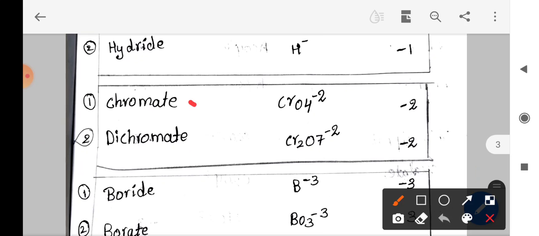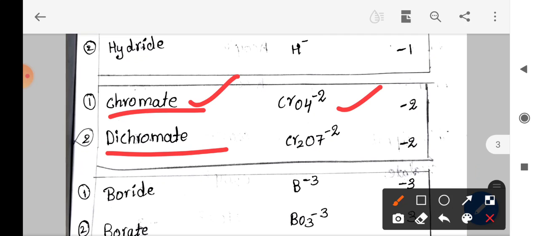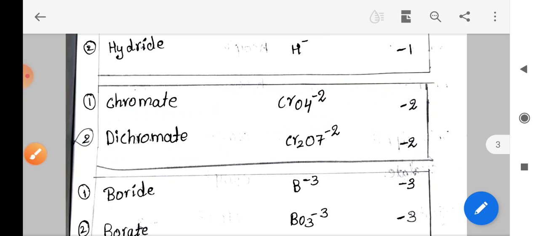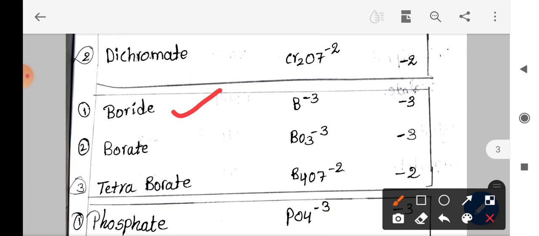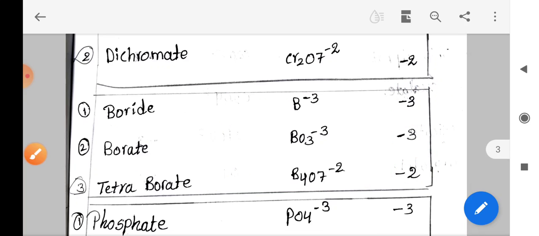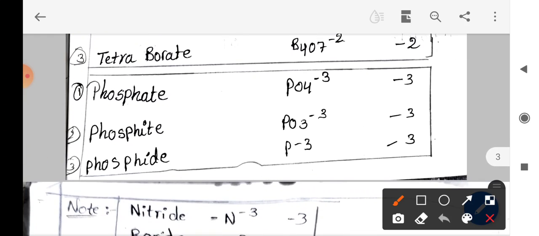Next one, chromate ion CrO4 minus 2 and dichromate. Chromate means CrO4 minus 2, dichromate means two chromiums, Cr2O7 minus 2. Both are bivalent ions. Next we take the borate and tetraborate. Borate BO3 minus 3, tetraborate B4O7 minus 2. Borate is a trivalent ion, tetraborate is a divalent negative ion.